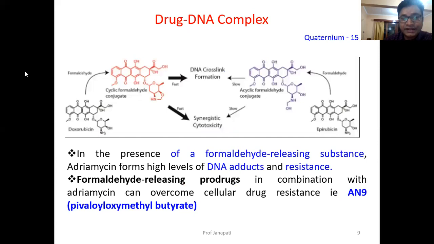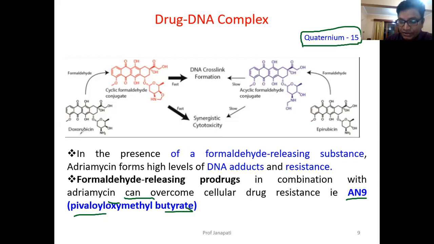You see, the activity of these drugs has been increased with the help of formaldehyde releasing drugs or substances. We can tell they are aiding this activity. That is with the help of quaternium 15 and AN9, which is nothing but pivaloyloxymethyl butyrate. These two, what they do is that you can see.